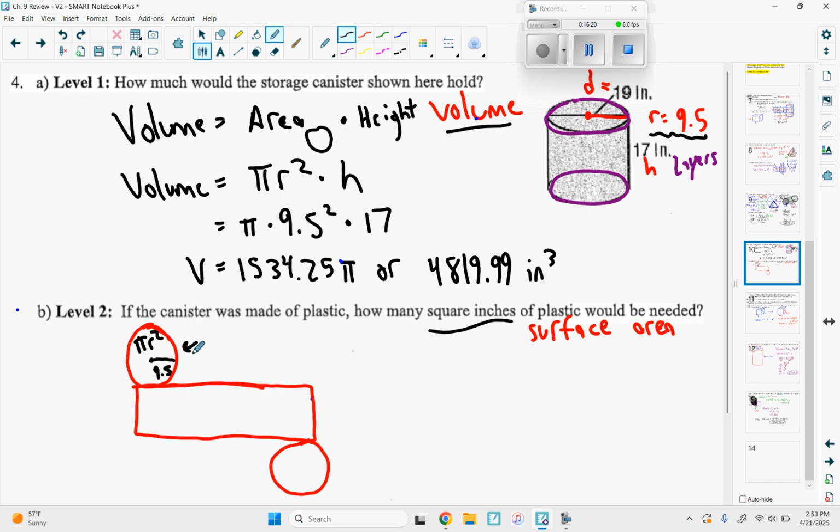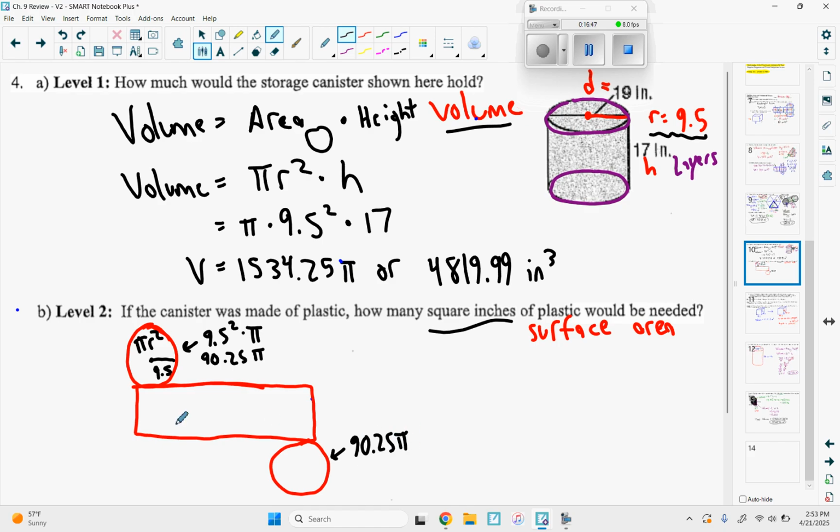So the area of this circle is going to be 9.5 squared times pi. It's going to be the same also for this circle. So the area is 90.25 pi. This one is 90.25 pi.